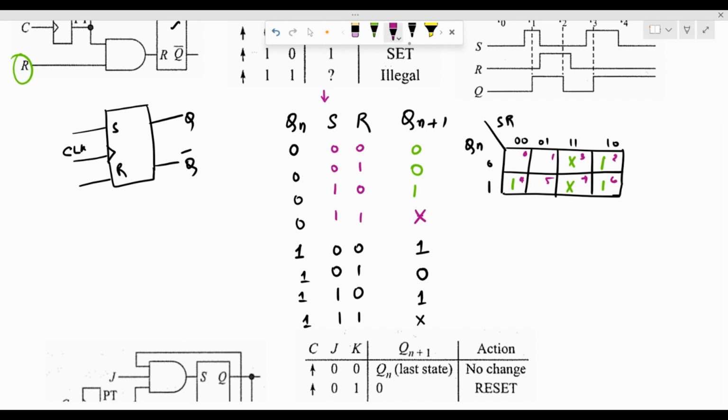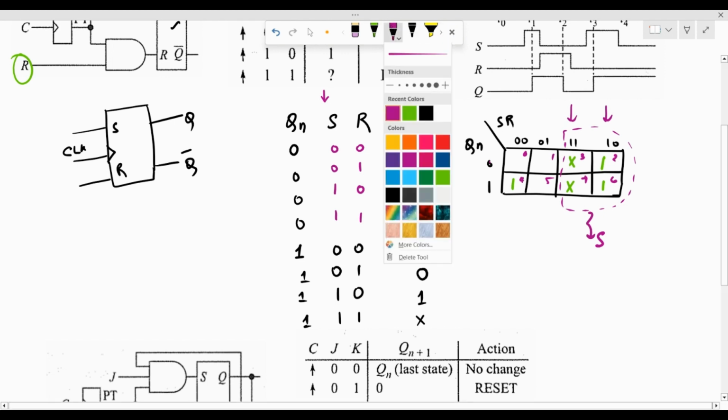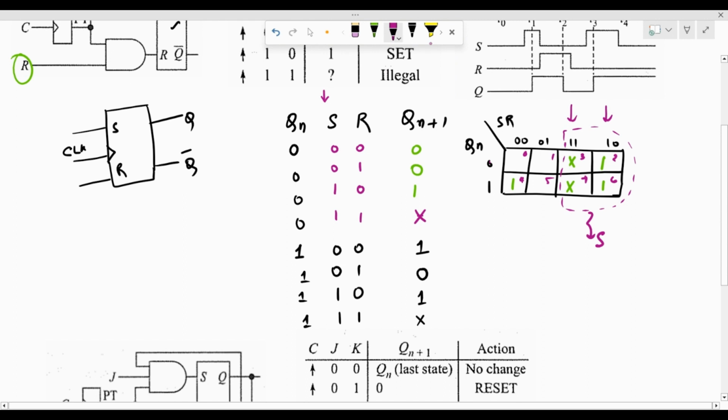Now trying to group this, what do we get? The first largest group that we see is this quad over here. So the expression for this quad: what is not changing? Column wise we can have S, because R is changing from 1 to 0, and row wise it is spanning over both the rows, and therefore Qn will change for the entire quad. So only S is consistent over here. I'll retain it.